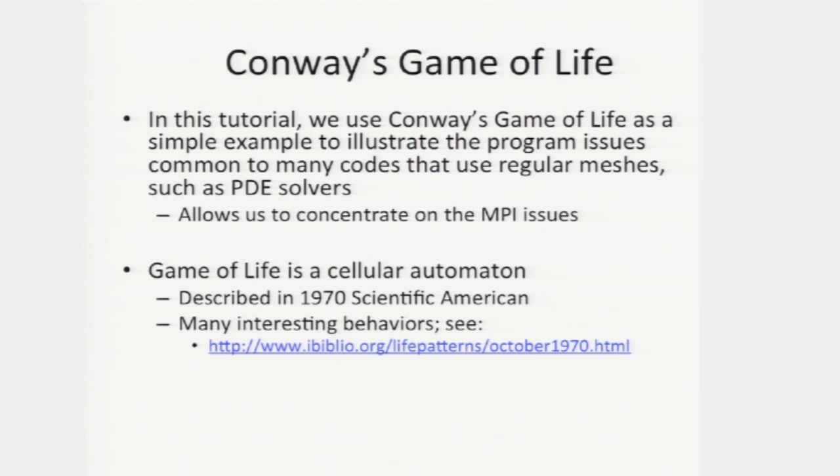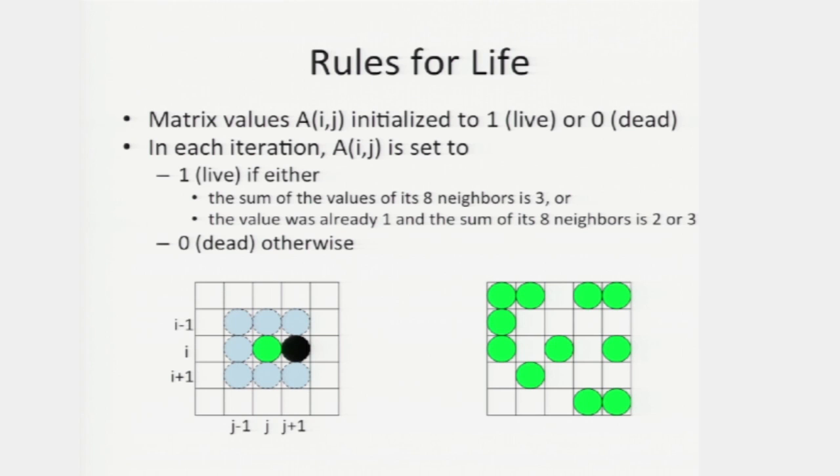So you initialize a two-dimensional matrix with either live or dead, so there's one bit in each cell. And then at the end of an iteration, in the next iteration of this matrix, the bit is set if either the sum of the 8 neighbors is exactly 3, or the bit had been set and the sum of the neighbors is either 2 or 3, and otherwise it goes to 0. So if you're too crowded or you're too lonely, you die. And if you have exactly the right number of neighbors, you can get born.